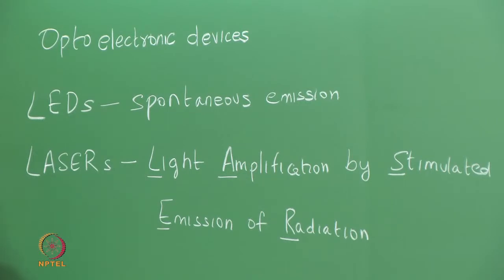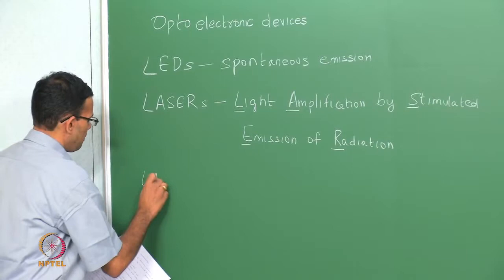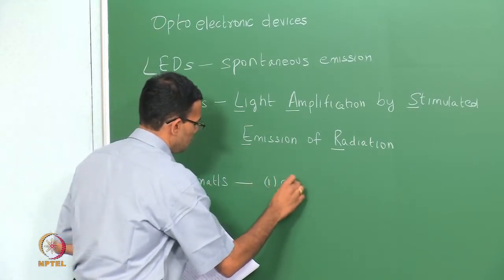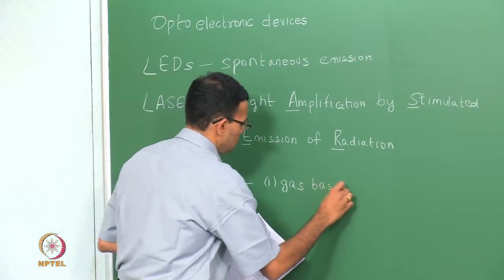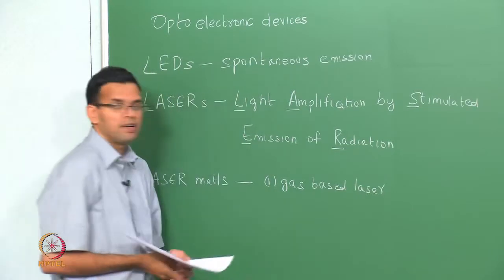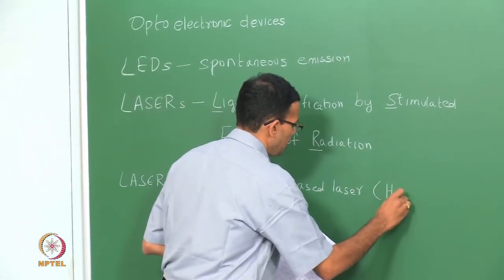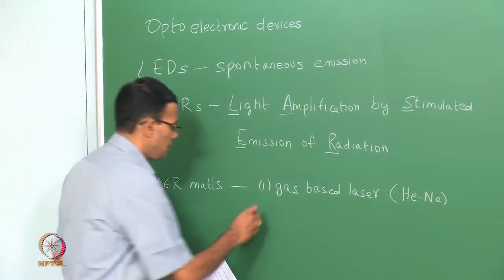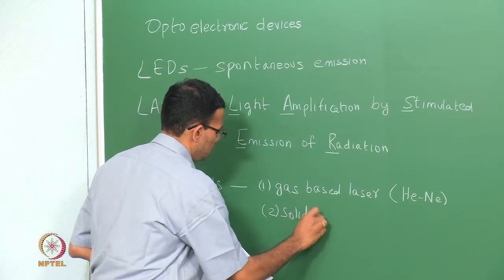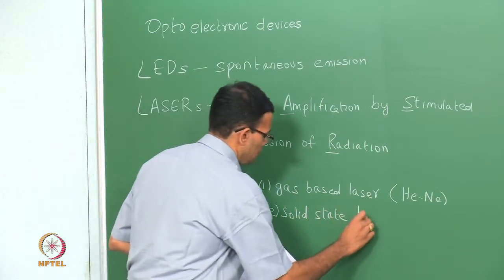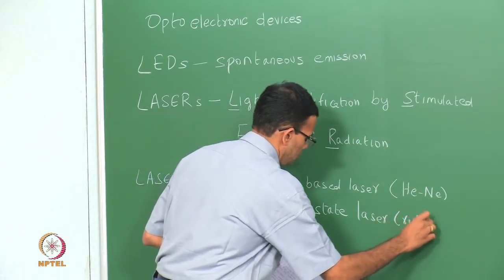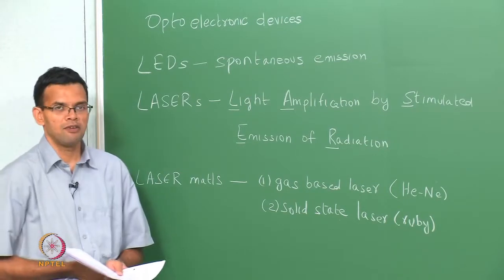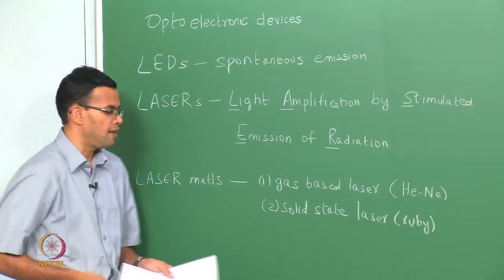Now, there are a large number of laser materials that are possible. For example, you can have a gas based laser. A typical example would be a helium neon laser. You could also have a solid state laser, but based on a material that is not a semiconductor. For example, you have ruby lasers. In today's lecture, we are going to focus on lasers, but we are going to focus specifically on semiconductor based lasers.